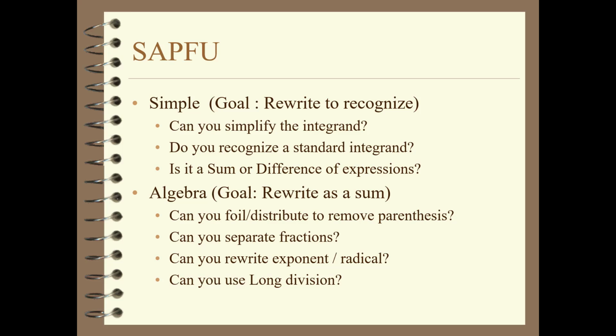So if you see a set of parentheses, can you FOIL or distribute it to turn it into a sum? If you see fractions, can you separate the fractions to turn it into a sum of fractions? If you see an exponent, can you rewrite that exponent using rational exponents? So if you have radicals, can you rewrite them using rational exponents? The goal then is to make it look like x to a power. If it's a division of two polynomials, you might want to try using long division, because that will turn it into a sum or a difference.